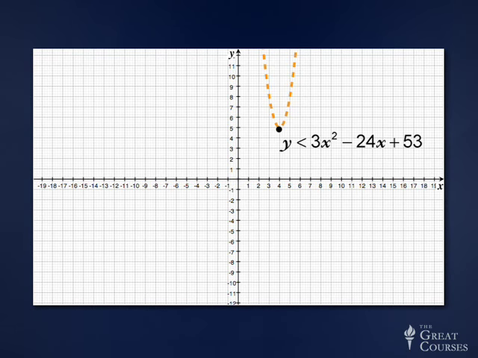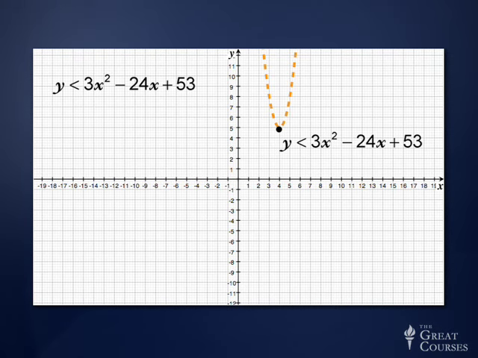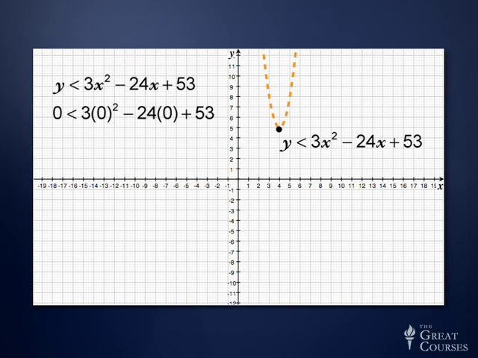The origin. So I'm going to pick x equals 0 and y equals 0 and plug those into the original inequality and ask myself whether I get a true inequality or not. So the original inequality was y is less than 3x squared minus 24x plus 53. Plugging in x equals 0 and y equals 0 gives me 0 is less than 3 times 0 squared minus 24 times 0 plus 53.